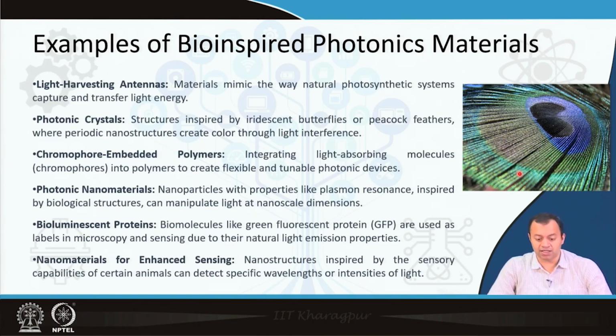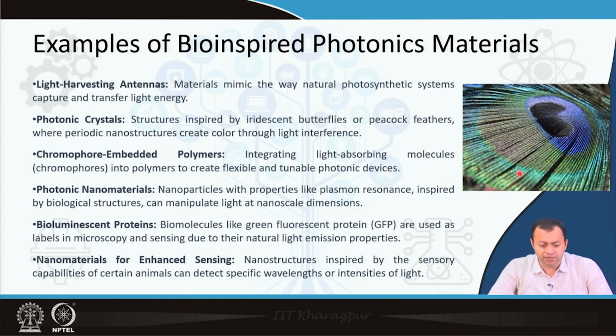Light harvesting antennas, materials that mimic the way natural photosynthesis systems capture and transfer light energy. Photosynthesis is basically capturing the light and utilizing that light to create oxygen at the end. It is a photochemical reaction, right? Photosynthesis. Can we artificially do it? Getting inspired by photosynthesis, that small lamellas, the plant cell, the leaf cells do, can we artificially make a photosynthesis in a chip?